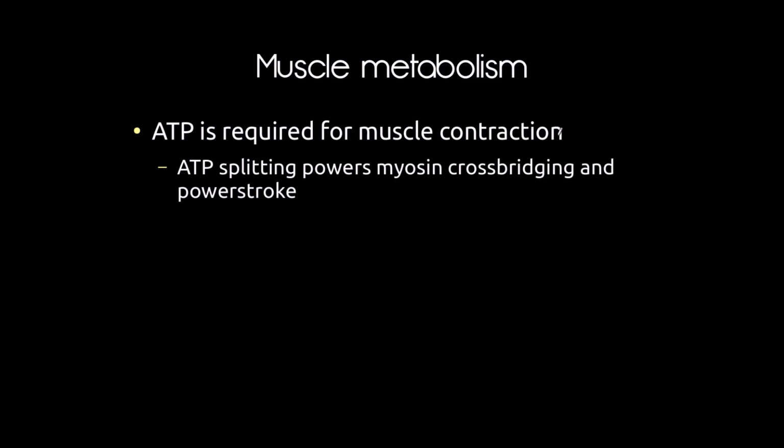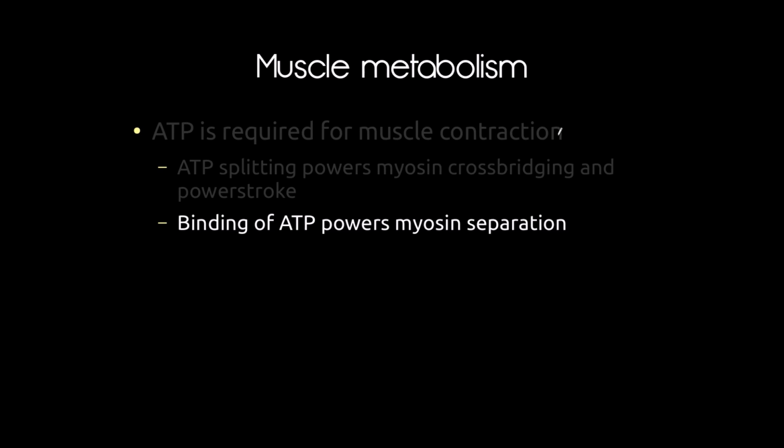ATP is required for muscle contraction. Really, there are three different points at which this is required. The first one, ATP splitting at the myosin ATPase, is required for the cross-bridging and power stroke that happens to actually ratchet up the myosin along the actin filaments.